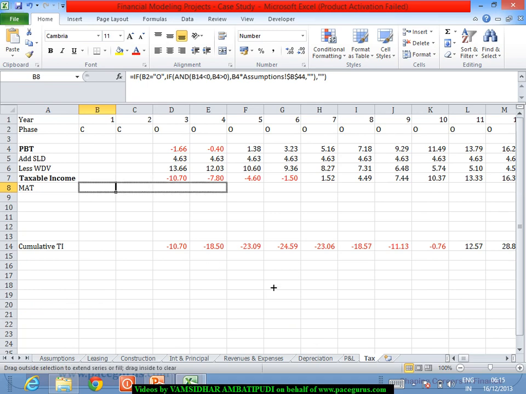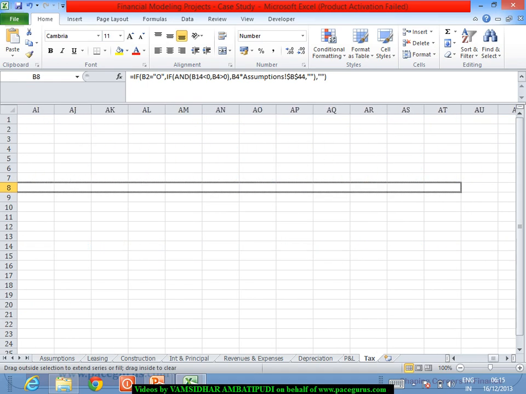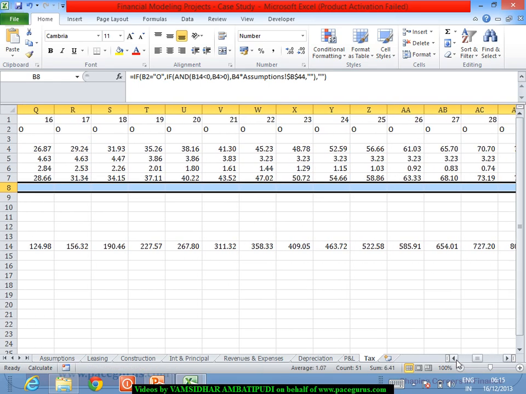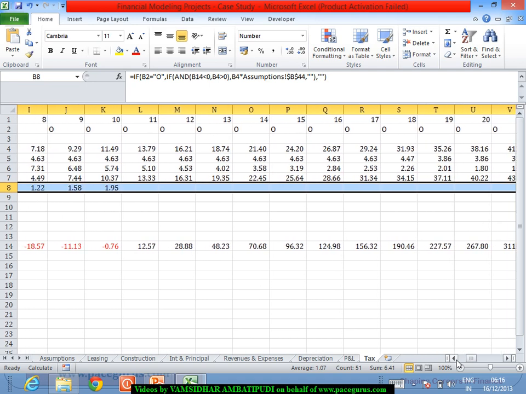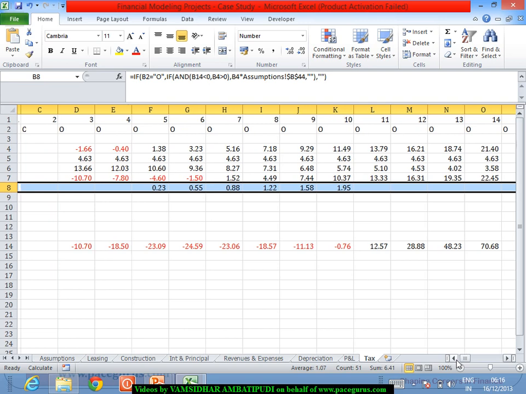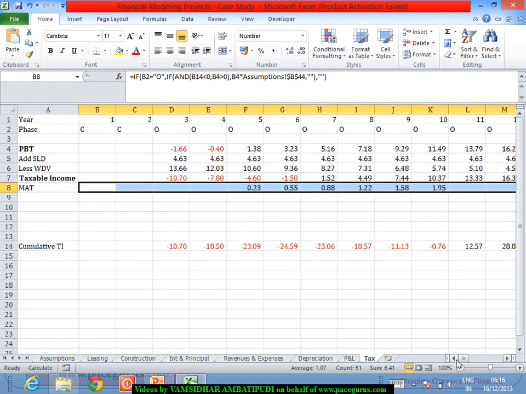So what we are saying, when I am dragging it across till the AZ column, I will get out that wherever my cumulative is positive, there is no MAT that is getting applied. Wherever the cumulative is negative as well as PBT is negative, even in those cases there is no MAT that is applicable.